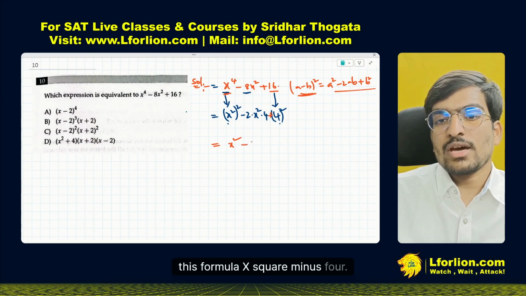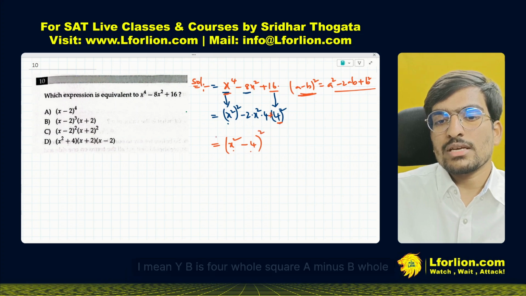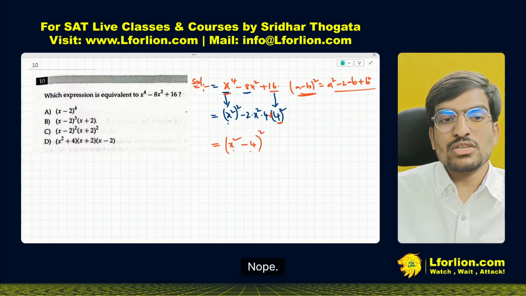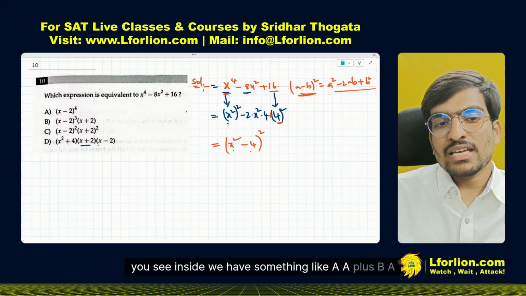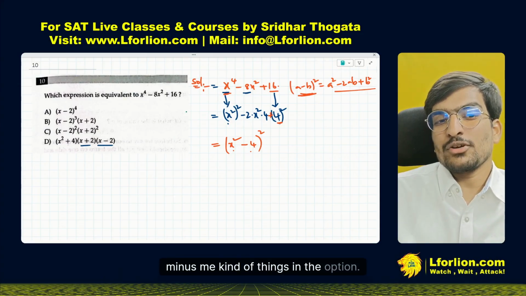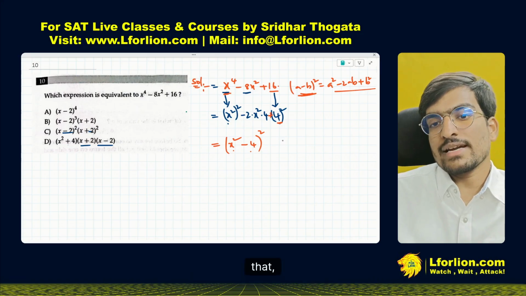X square minus 4, I mean x square minus 4 whole square. a minus b whole square. Do we have that kind of option? Nope. So again, you see inside we have something like a plus b, a minus b kind of things in the option. So we need to try that one as well.